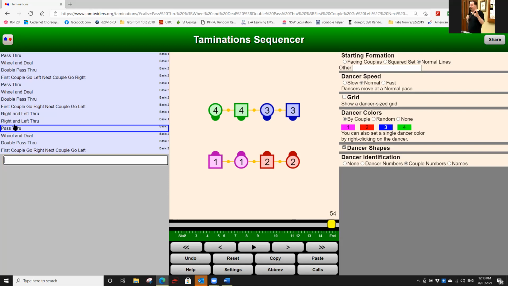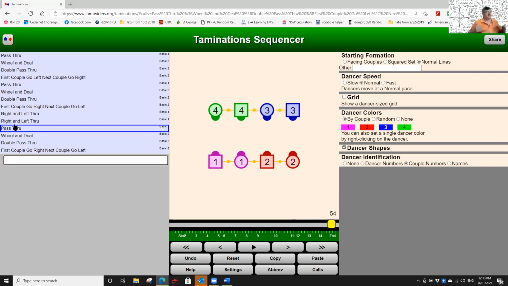And so you did this with the right and left through, pass through, and then the wheel. Is that how you did it? Yeah. So, instead of going from a partner line, pass through, wheel and deal, double pass through, first couple go right, next couple go left, do the right and left through to get back to the partner line.